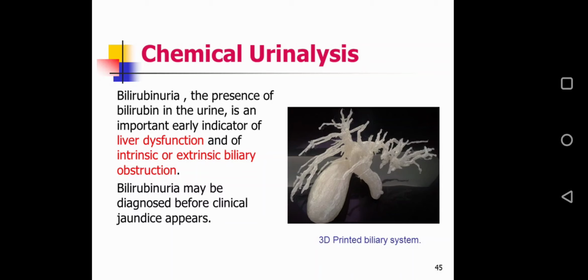Bilirubinuria. The presence of bilirubin in the urine is an important indicator of liver dysfunction and of intrahepatic or extrahepatic biliary obstruction. Bilirubinuria may be detected before clinical changes appear.